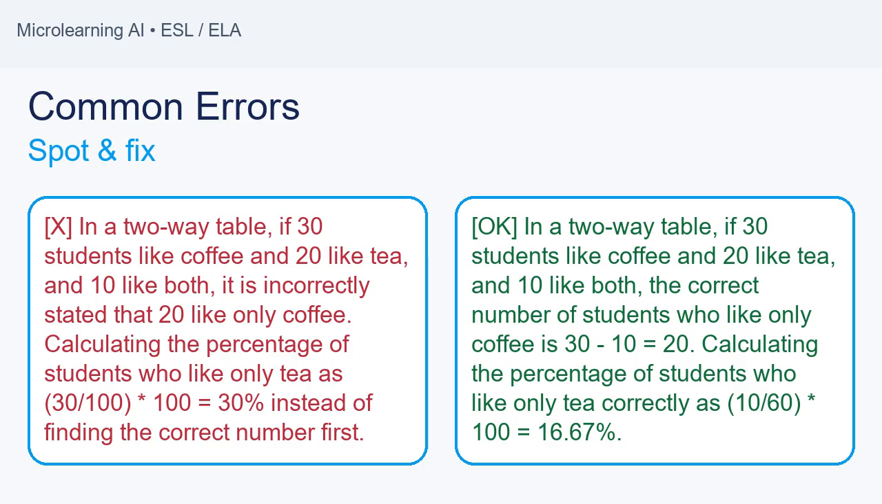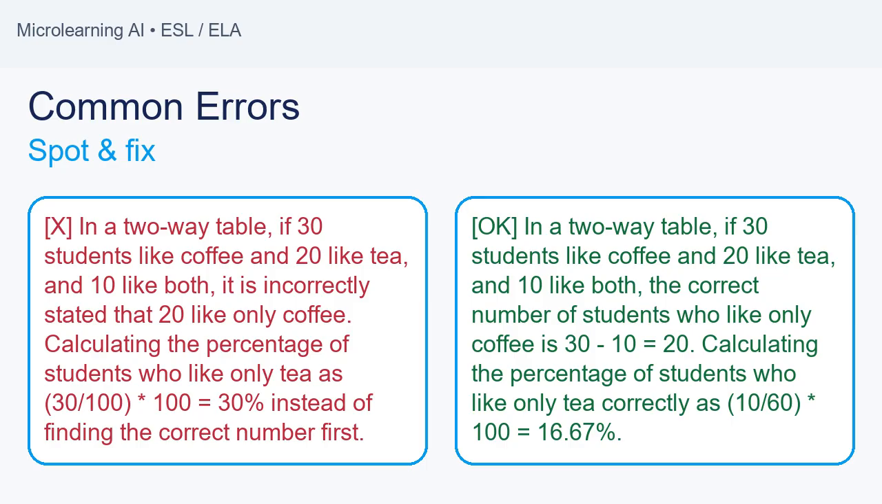Common mistakes include, in a two-way table, if 30 students like coffee and 20 like tea and 10 like both, it is incorrectly stated that 20 like only coffee. Calculating the percentage of students who like only tea as 30 over 100 times 100 equals 30% instead of finding the correct number first.